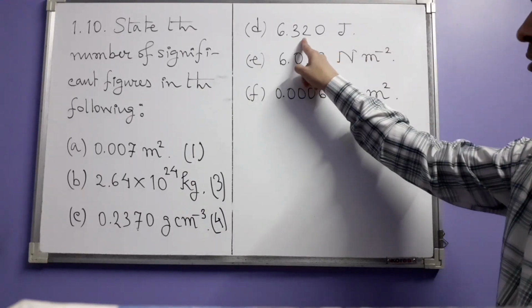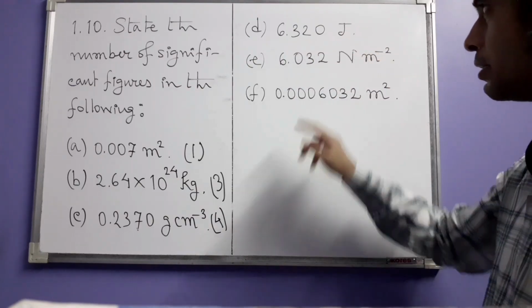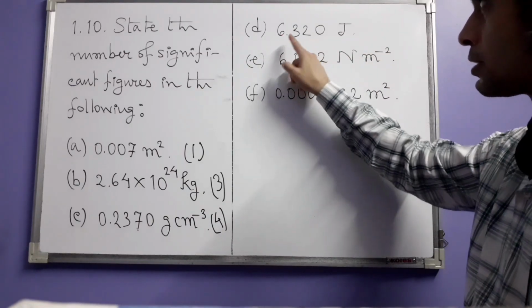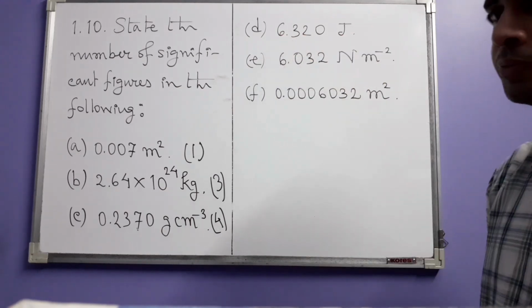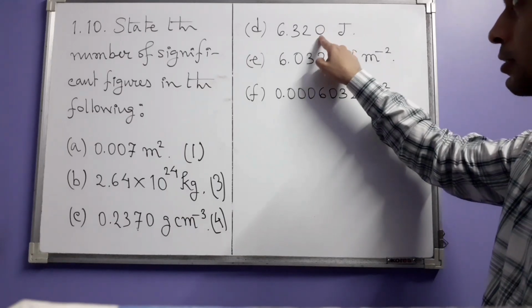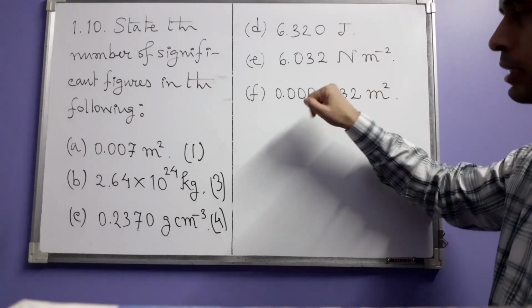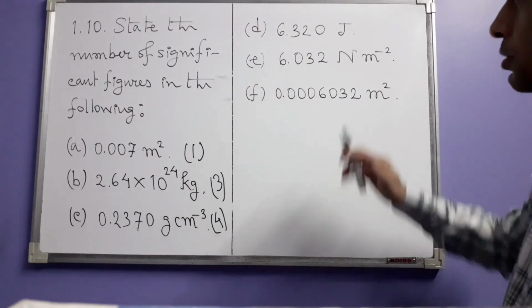What about this one? Same thing, J stands for joule, some measurement. So besides these 3 non-zero digits which are significant figures, we have this trailing zero which is also significant because there is a decimal point. So here also there are 4 significant figures.